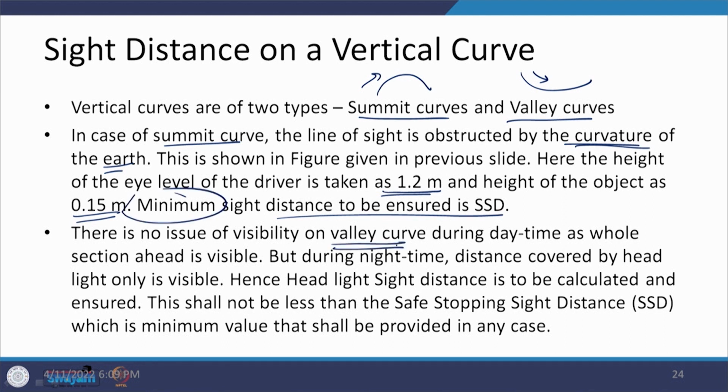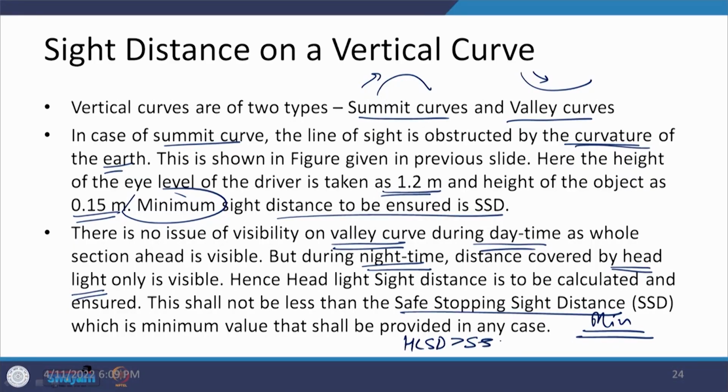When you are talking about the valley curve, during daytime, as I said, nothing is an issue, everything is visible, but when you talk about the night time, then we are looking only at the distance which is available to you in terms of headlight distance, and this has to be calculated, but this cannot be less than SSD. This has to be the minimum in all the cases, and we have to provide it in case HLSD comes less than this. So, if your HLSD is greater than SSD, then we provide HLSD. If HLSD is less than SSD, then we will provide SSD.